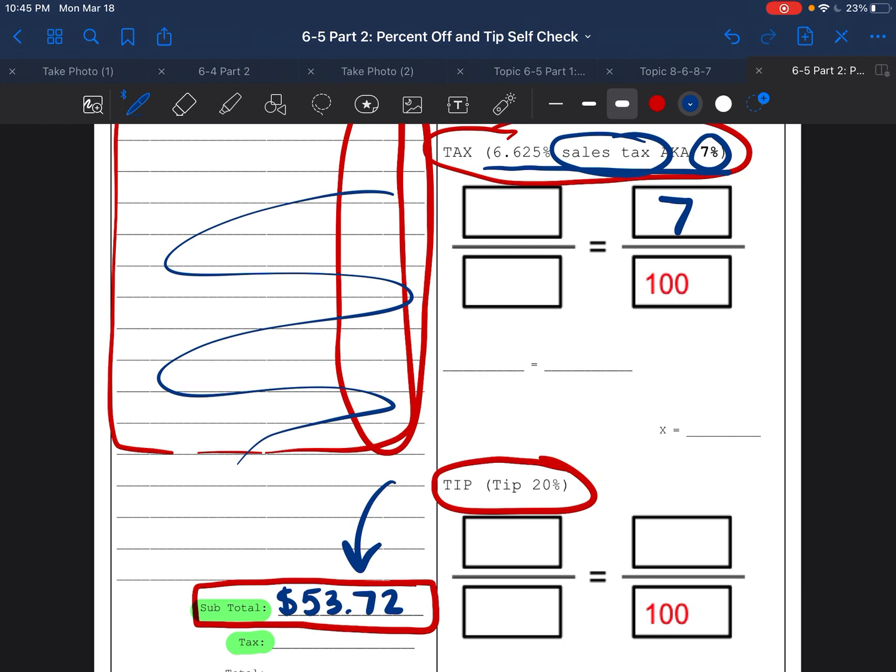$53.72 is the total meal, the whole entire meal. So we're going to put 53.72 down here. And then we're finding that part. We're going to figure out what 7% of $53.72 is. So we're going to call that X.